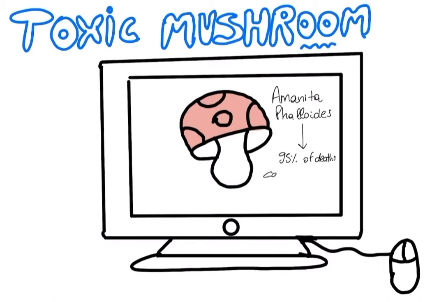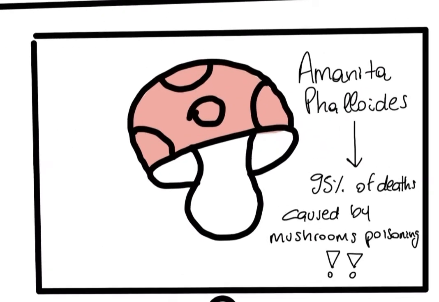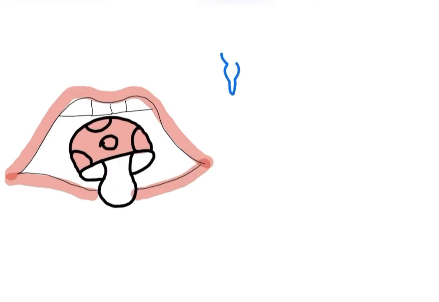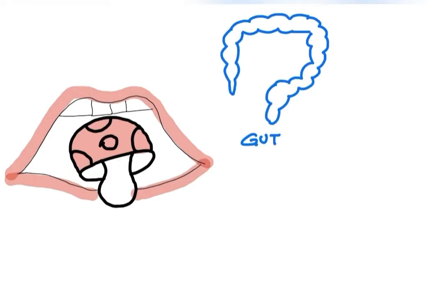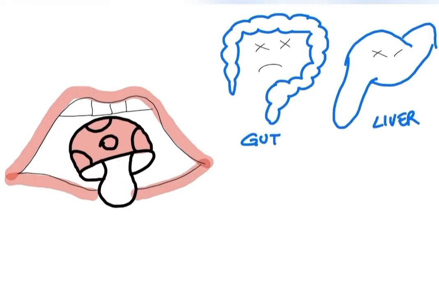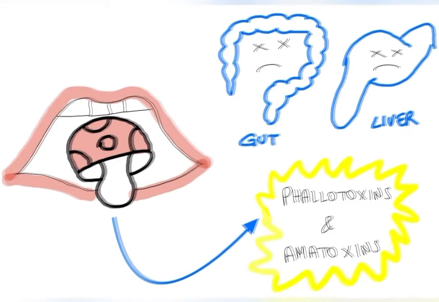It is one of the most famous and lethal Amanita toxin-containing mushrooms. These amatoxins are responsible for over 95% of deaths caused by mushroom poisoning worldwide. But why is that? When this mushroom is ingested, the toxins survive the digestive tract and cause cell necrosis in the gut and in the liver, as the deadly mushroom contains two specific toxins, the phallotoxins and the amatoxins.